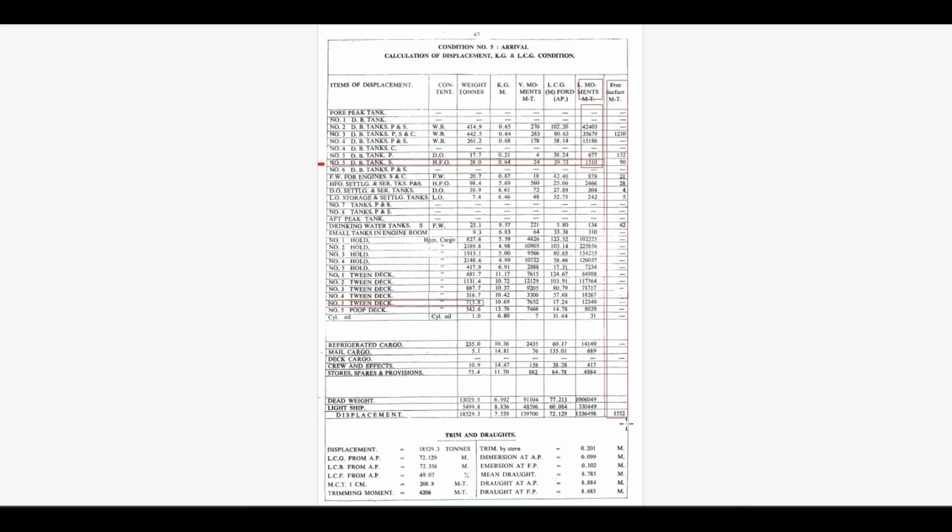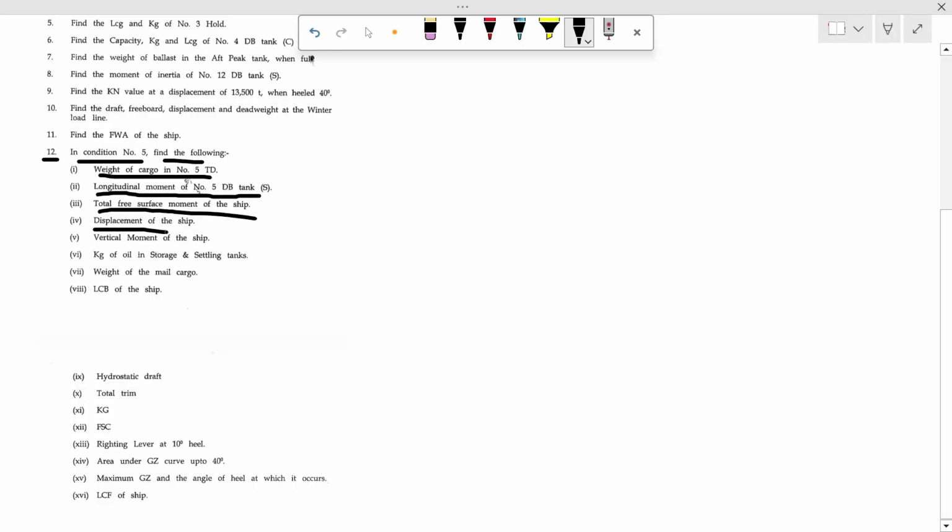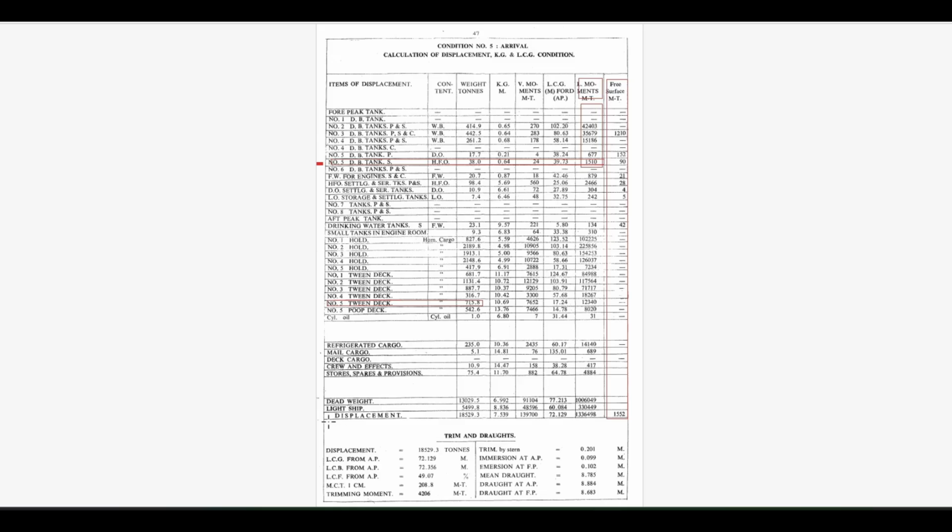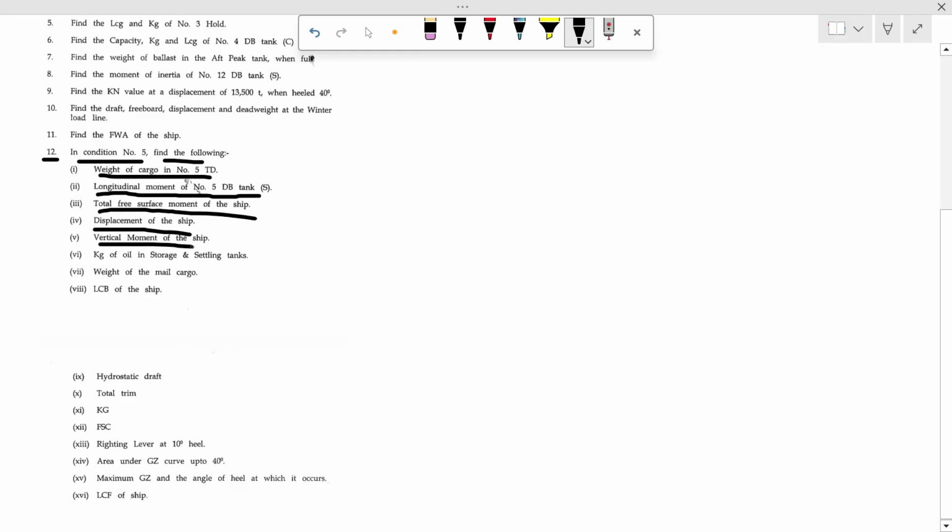So the free surface movement of the ship is 1552 meter tons. Now we have to find displacement of the ship. So the displacement is mentioned here. This is 18,529.3 tons. Above this displacement they have given dead weight and light ship, which is mentioned here, but we want only displacement, so the displacement is 18,529.3 tons.